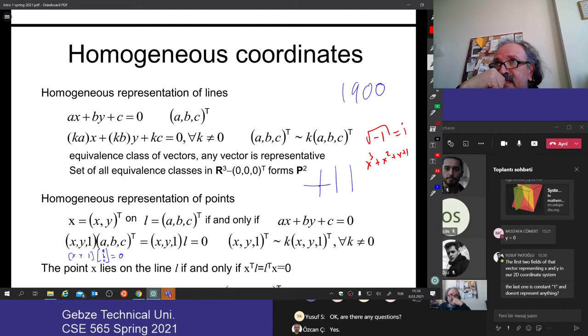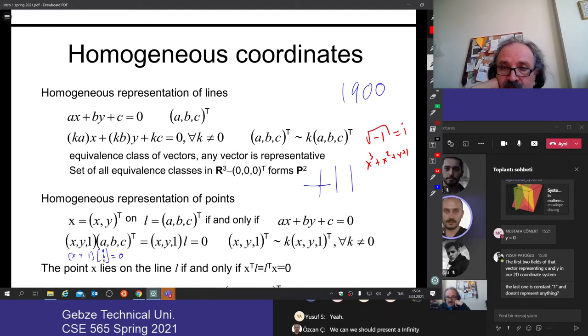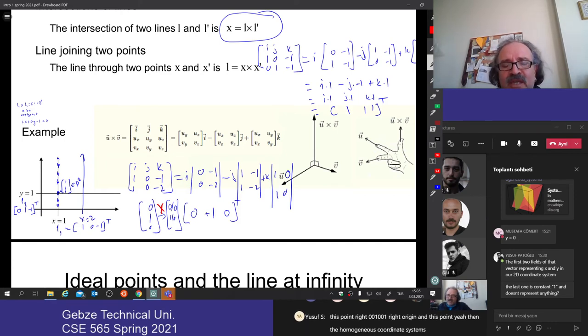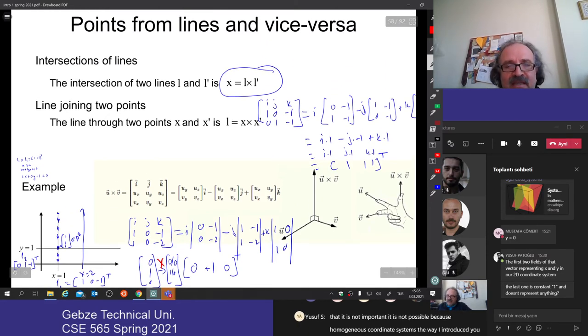Yes? We can represent infinity of points in homogeneous system. Yes. But we don't know how far away from the origin. Am I right? Can I measure the distance between that point and the origin? You are saying that I'd like to measure the distance between this point, 0, 0, 1, the origin, and this point, right? Yes. In the homogeneous coordinate systems, you want to get a scalar, something like that. No, you are not going to get it, because in homogeneous coordinate system, we don't talk about the lengths. I'm not saying that it is not important. It is not possible, because the homogeneous coordinate system, the way I introduced it to you, doesn't talk about the lengths.